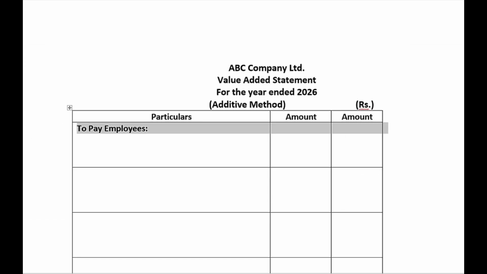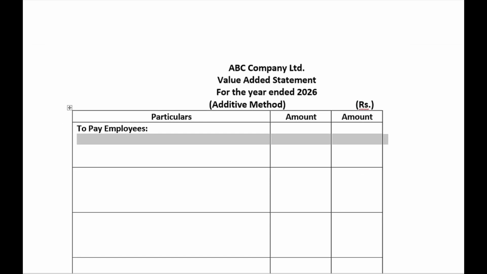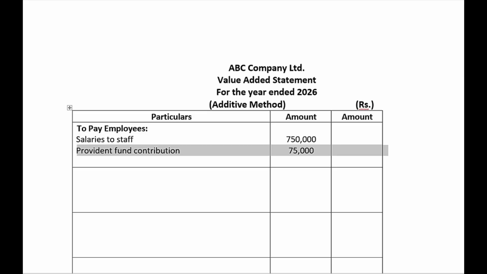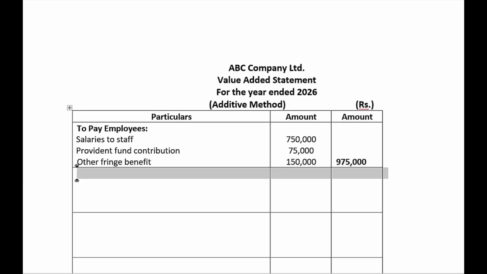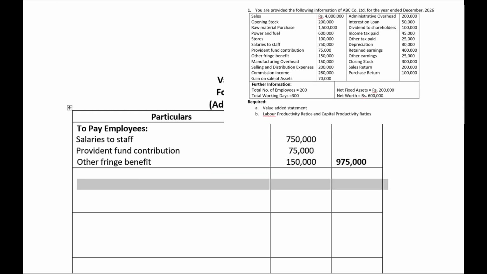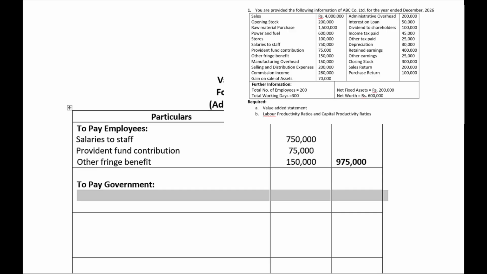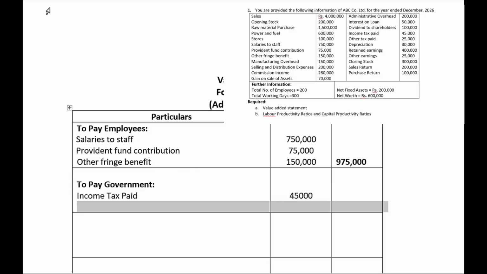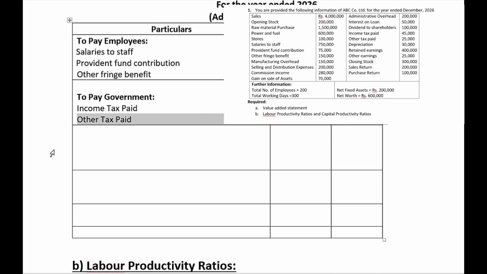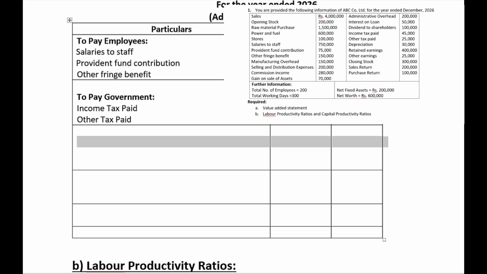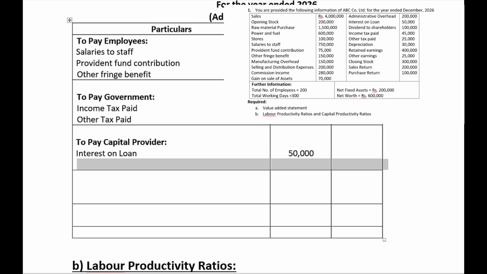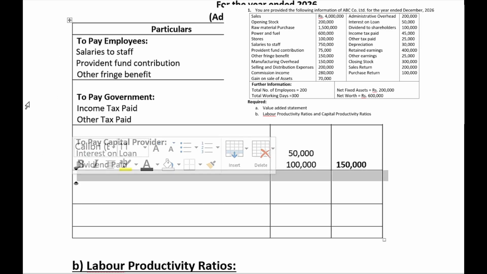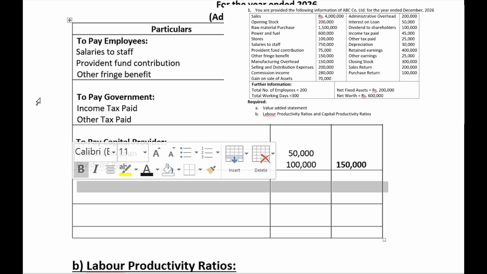Under the additive method, we start from to pay employees, which consists of salaries to staff amounting to 7,50,000, provident fund contribution 75,000, other fringe benefit 1,50,000, totaling amount of rupees 9,75,000. Then to pay government, which consists of income tax paid and other tax paid, totaling amount of rupees 70,000. So in third stage, to pay the capital provider, which consists of interest on loan and dividend paid to all equity shareholders, 50,000 and rupees 1 lakh, totaling of rupees 1,50,000.